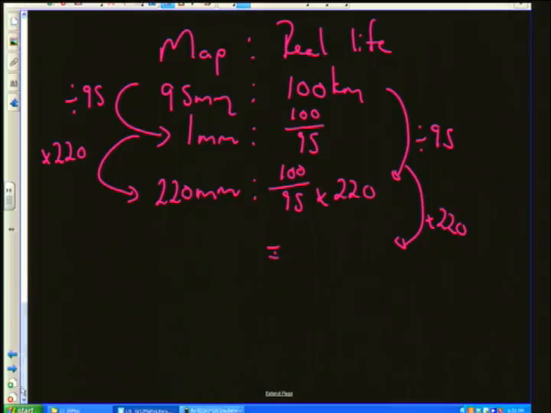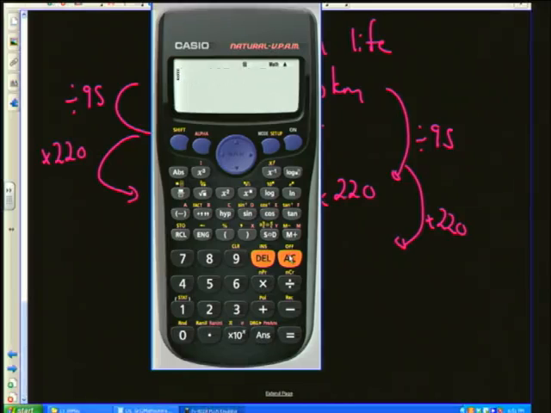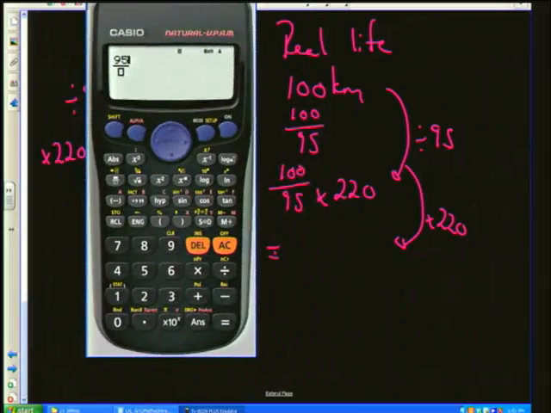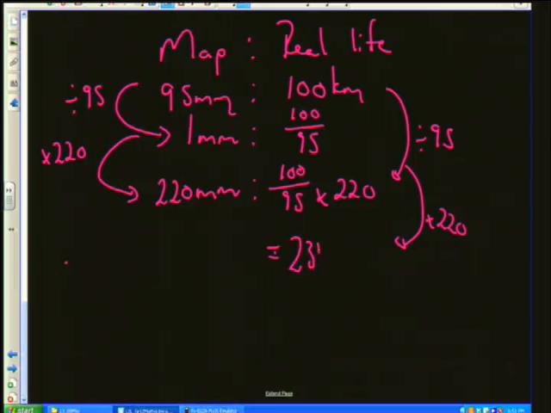Okay, out comes my calculator because I'm not going to do this in my head. I've got fraction button, 95 over 100. No, I don't. What do I have? I have 100 over 95. Okay, let's start that again. I've got 100 over 95, and I'm going to multiply this by 220 equals, and my answer works out to being 231,58. 231,58 kilometers.